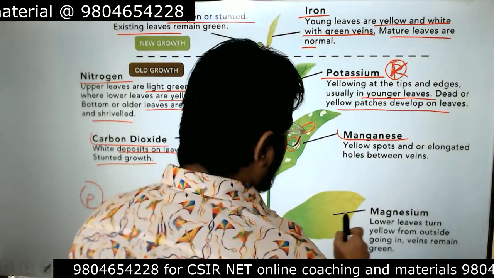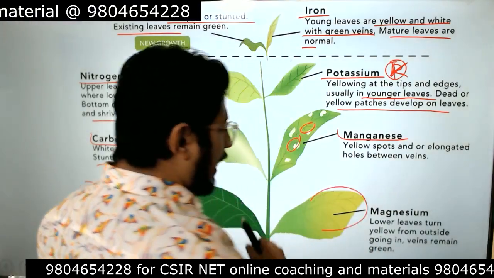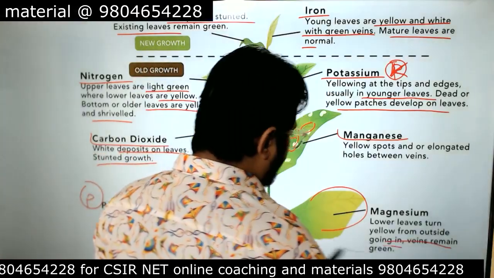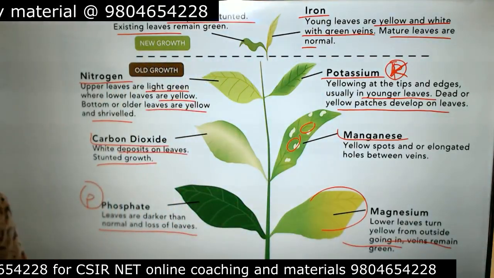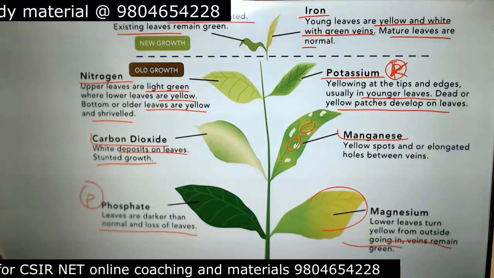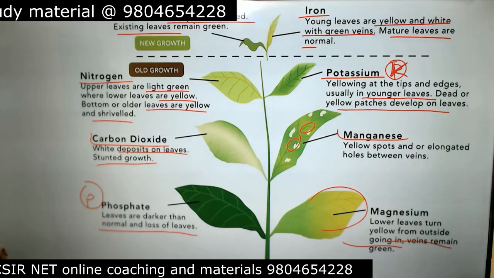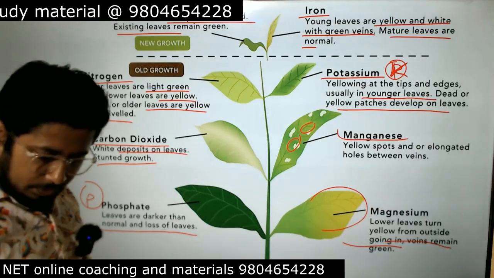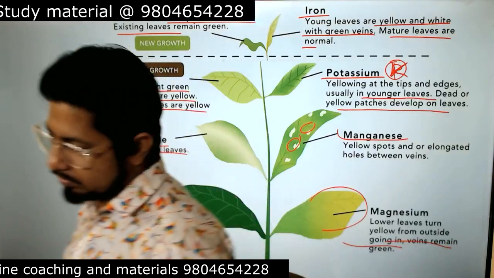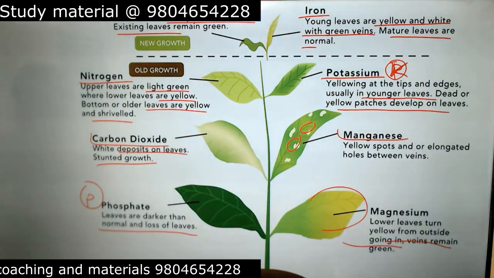Magnesium deficiency: the lower leaves turn yellow from the outside going in, the veins remain green, but the leaf turns yellow, mainly the lower leaves. So these are all the different symptoms of major and minor elements, or macro and micronutrients, for the growth of the plant.